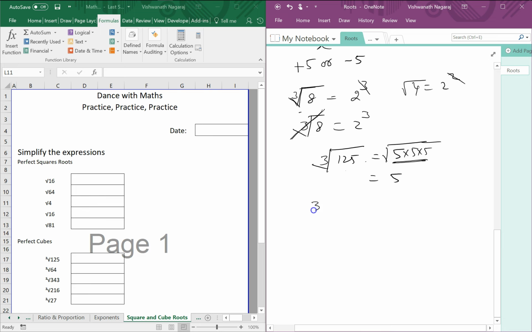Okay. Cube root of 64. Now let's say you don't know. What should we do? Start dividing 64 with prime numbers itself. So 2 32s are 64, 2 16s are 32, 2 8s are 16, 2 4s are 8, 2 2s are 4, 2 1s are 2.